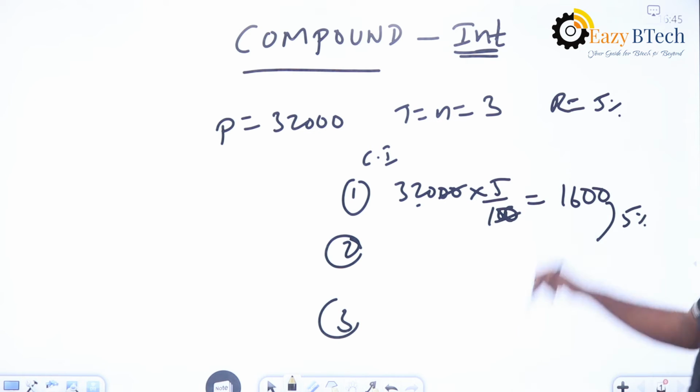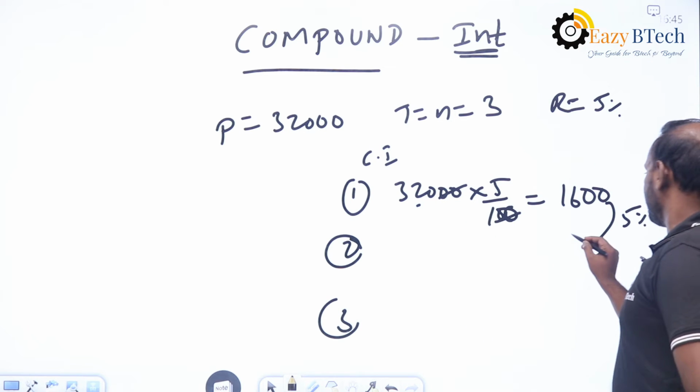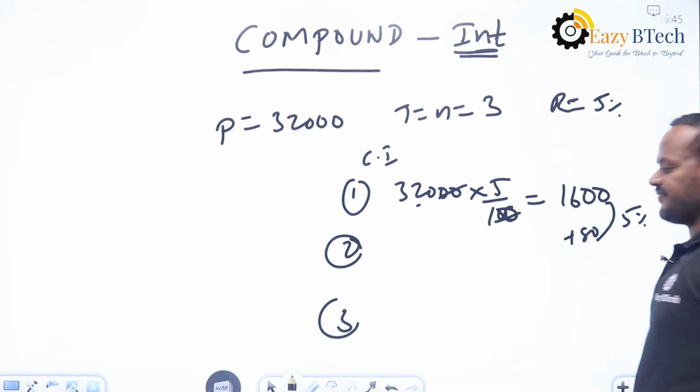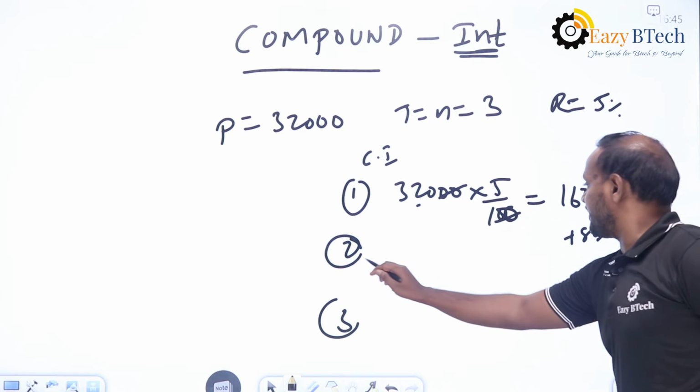The first year interest is what? 1600. What is 10%? 160, 5%, 80. Yeah. We need to go for 80 rupees. Yes or no? This 80 should be added to the first year interest. The second year interest can be what?